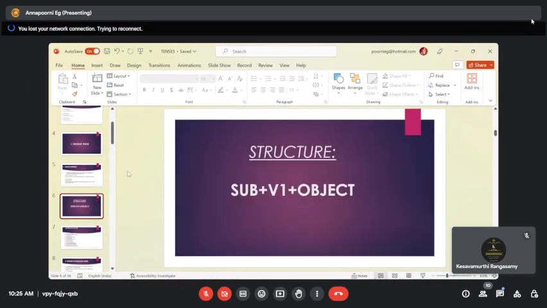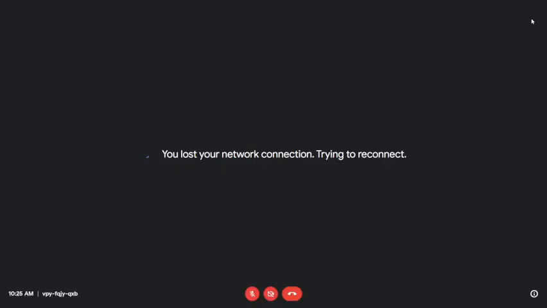Now moving to the structure. The structure of simple present tense is subject plus V1 plus object. And then we discuss some examples. Now moving to present continuous tense, the second one. A sentence is in present continuous tense if the subject is continuously doing an action in the present. For example, right now I am teaching you tenses.